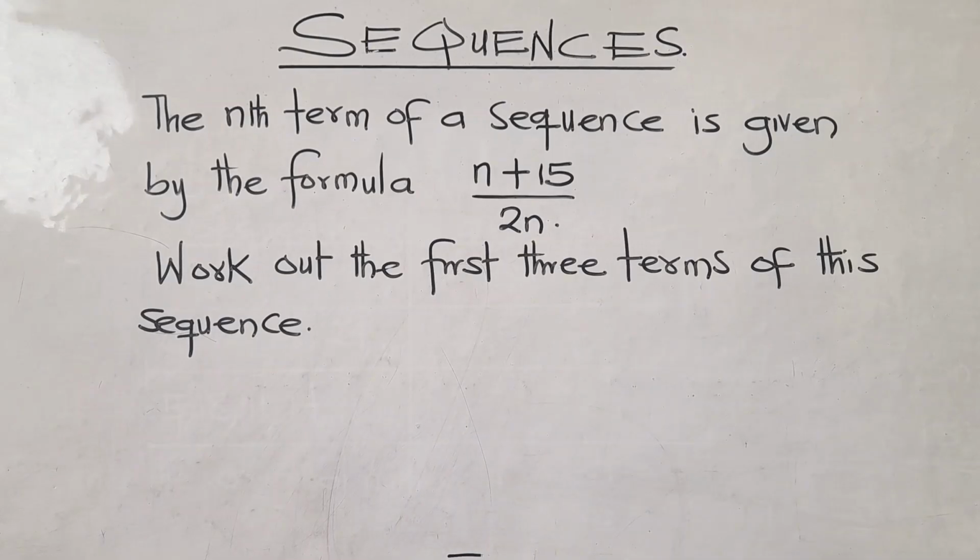Now we have this question. It says the nth term of a sequence is given by the formula n plus 15 over 2n. Work out the first three terms of this sequence. This is a checkpoint question, 2015, paper 2. Okay, let's see. Let's get the first term.